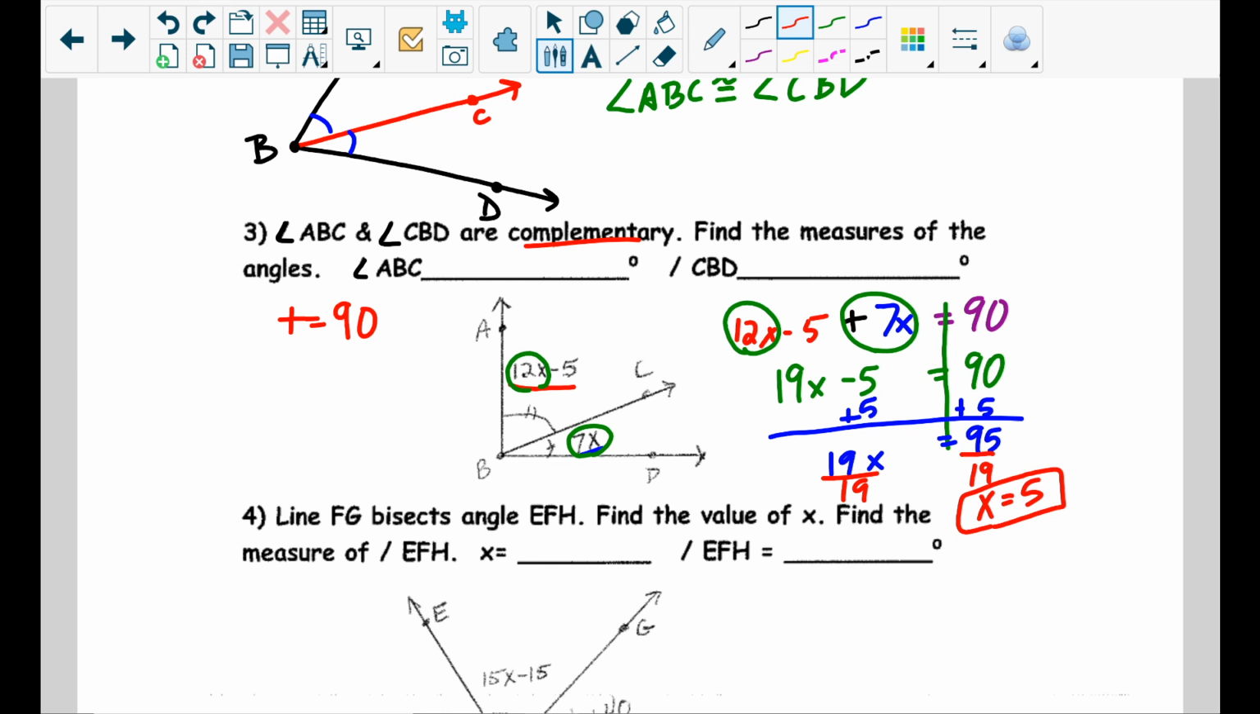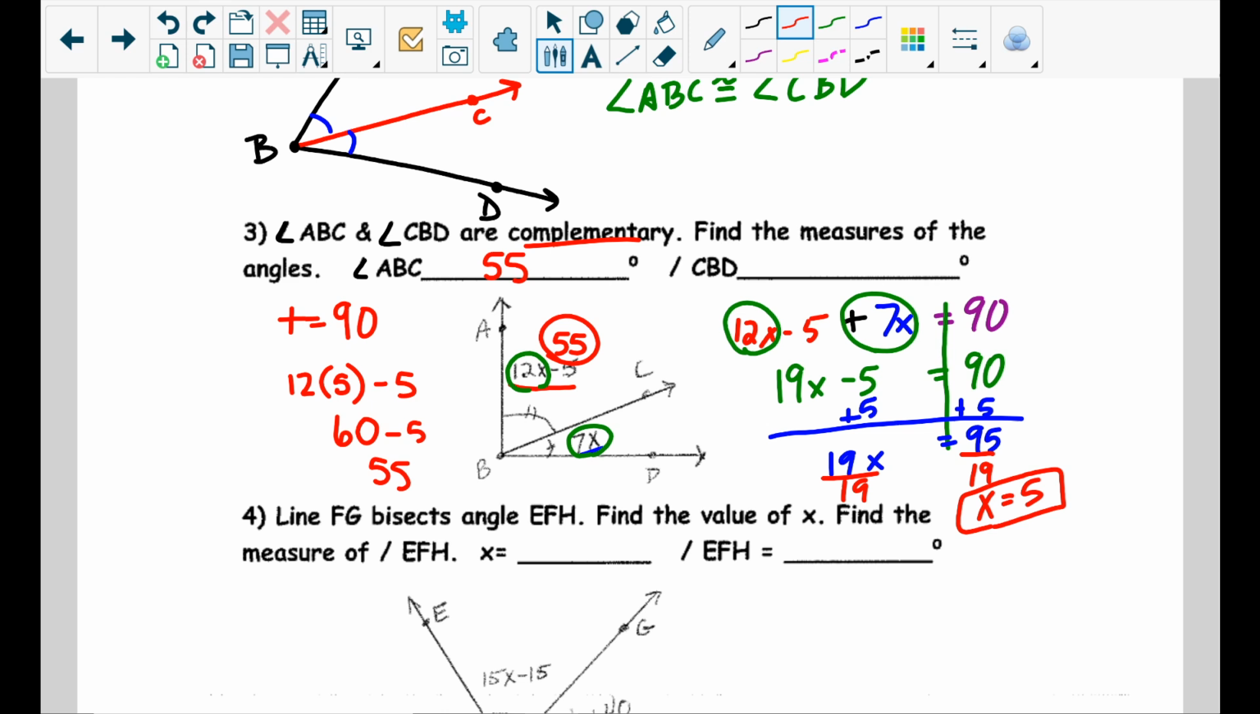Now are we done yet? Now remember, if we solve for a variable, what do we need to do with it? Plug it back in. Okay? So if I take 5, plug it back in here for ABC, I have 12 times 5 minus 5. Well, what's 12 times 5? 12 times 5, 60, minus 5, 55. So this angle here is 55 degrees.